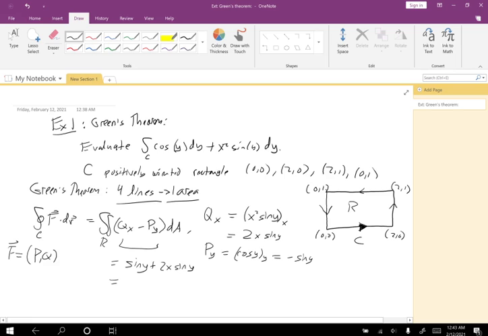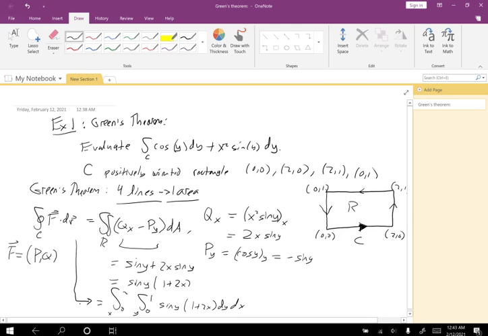And so we can factor out that sine of y. And now our integral is just the integral over the rectangle. So our x goes from 0 to 2, our y goes from 0 to 1, and so we just have sine of y times 1 plus 2x dy dx. We can, of course, factor this. Our x integral is then 1 plus 2x, and our y integral is sine of y.